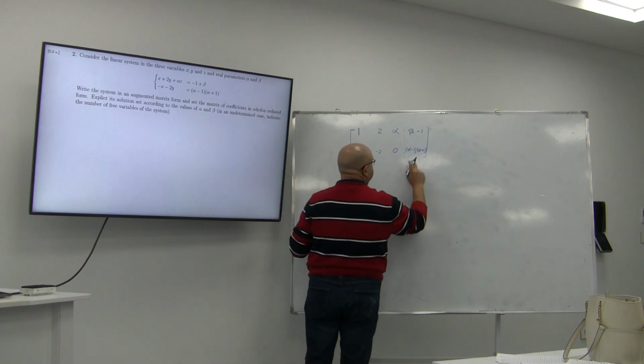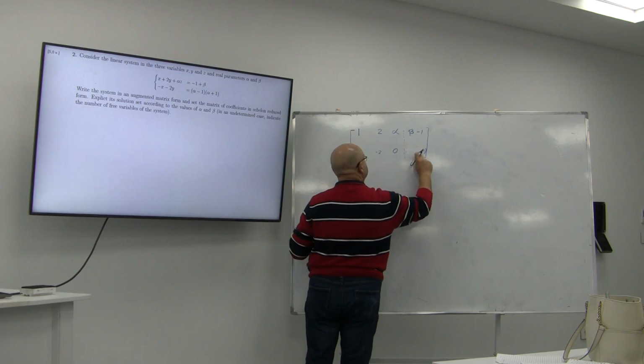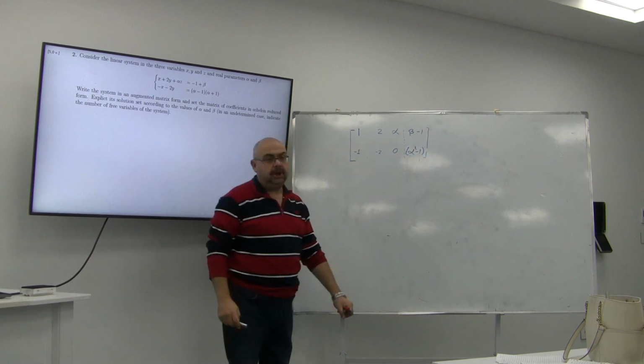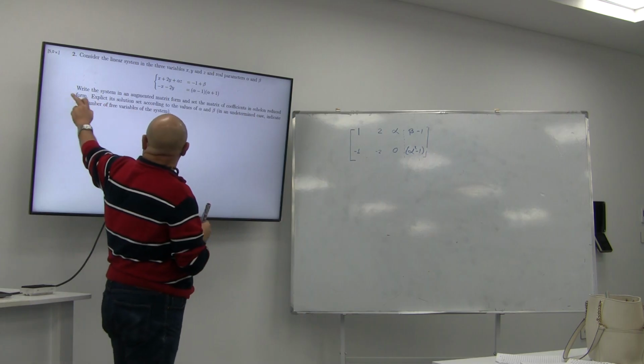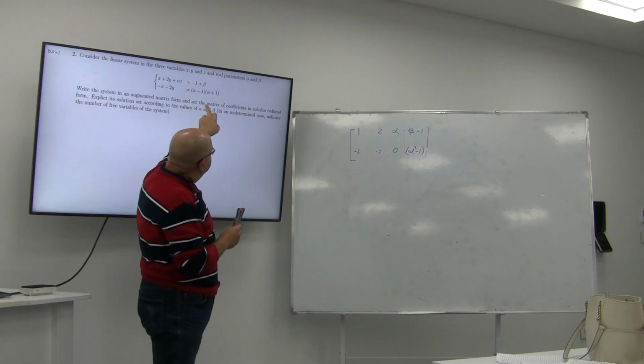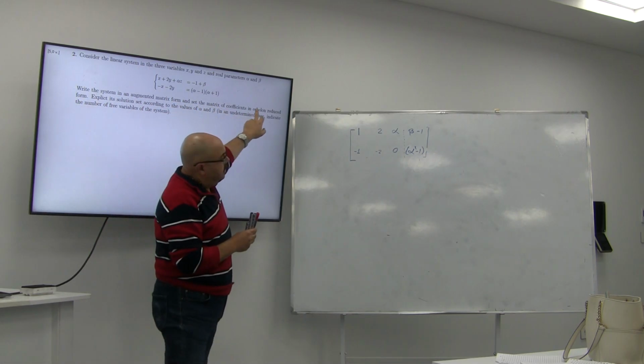Which I believe can be written into alpha squared minus 1. Okay, we can leave it as alpha squared minus 1. This is the form of the augmented matrix. Then, to say the augmented matrix form and set the matrix of coefficients in the echelon reduced form.